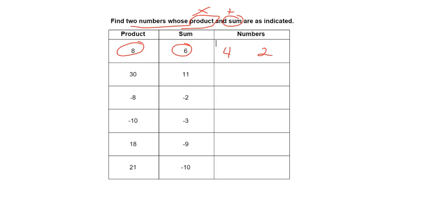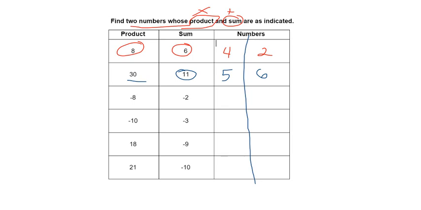All right, now a product of 30. So two numbers, when I multiply them together, give me 30, and when I add them together, give me 11. You need to know your multiplication table for this. If you don't, pull it up on Google. You've got the internet at your fingertips now. So that would mean 5 and 6. When I multiply them, they give me 30. When I add them, I get 11. Makes sense?